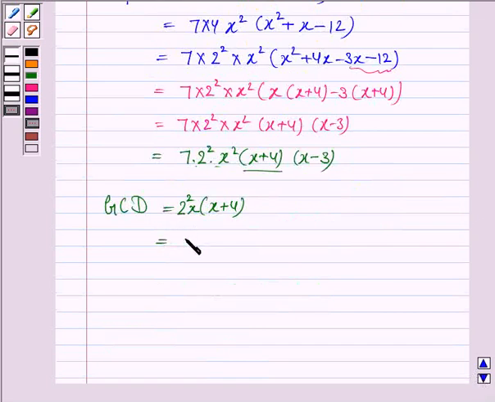So this is 2 square into x into x plus 4. So this is equal to 2 square is 4, 4x into x plus 4.